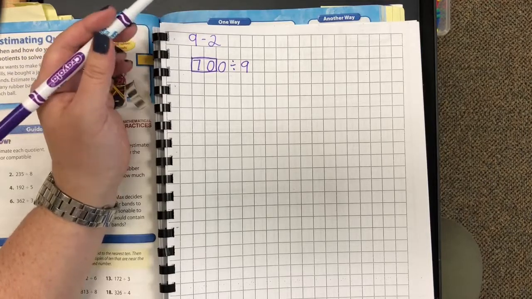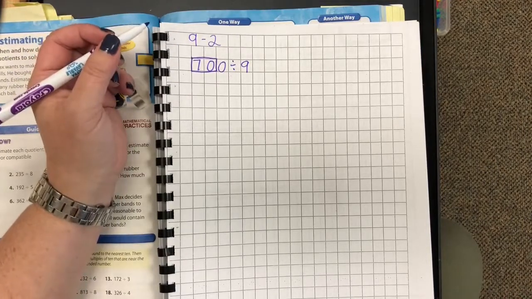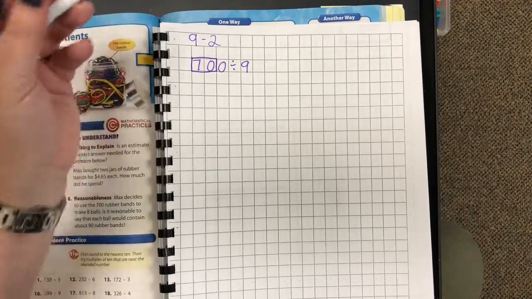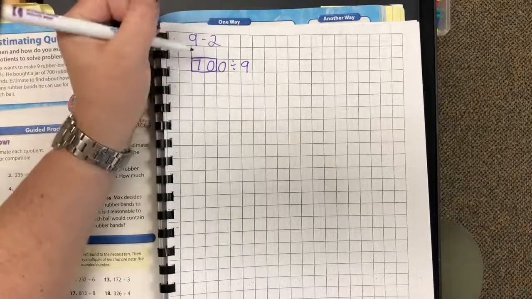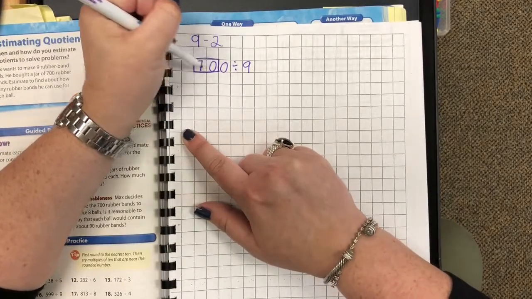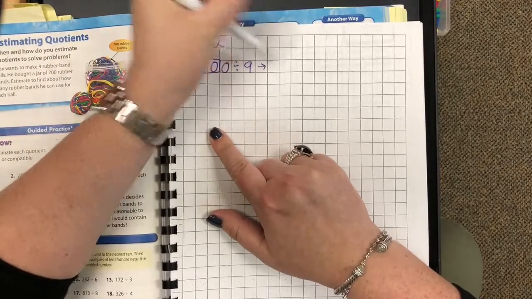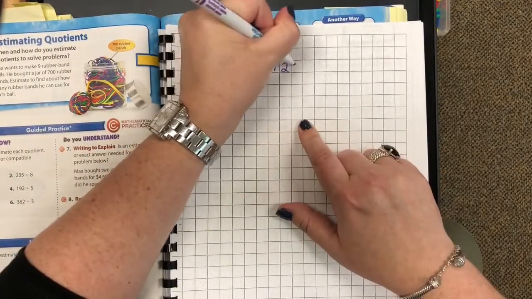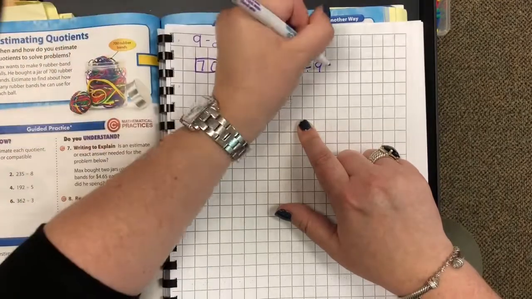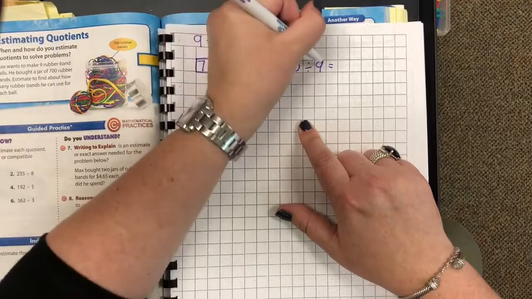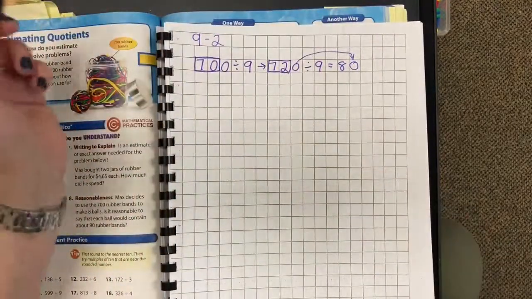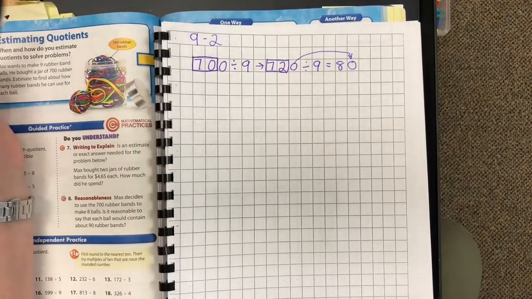I see a lot of hands now. Annie? 72. What times 9 is 72? 8. 9 times 8 is 72. So what if I estimated and instead of 700, I changed it to 720 divided by 9. Well, then that becomes, 9 times 8 is 72. Add on that 0. So about 80 rubber bands per ball.